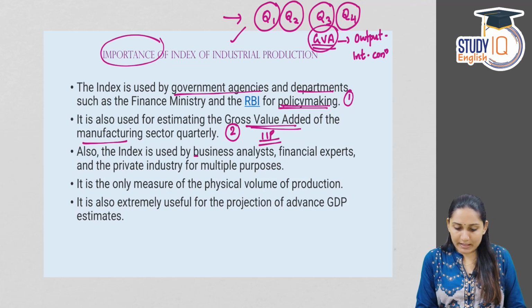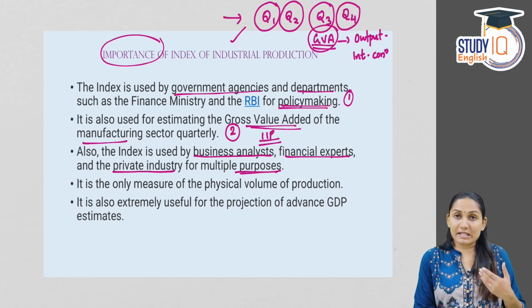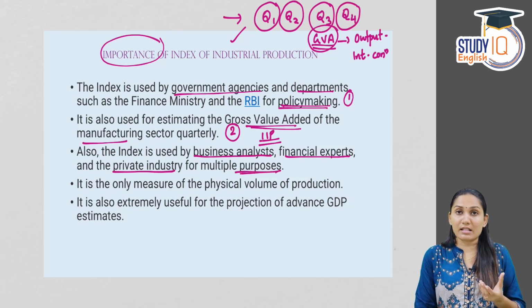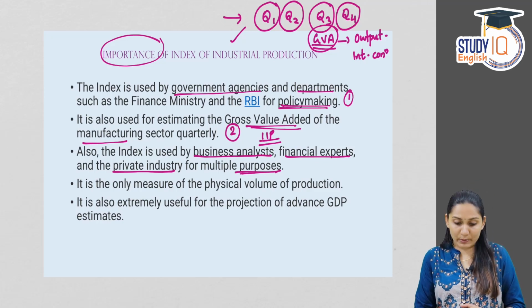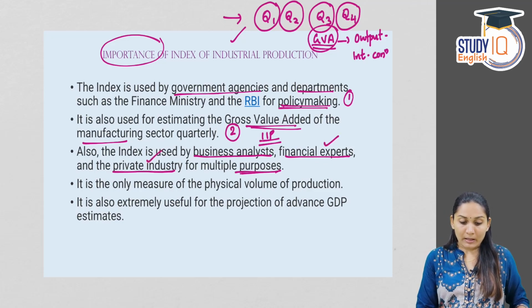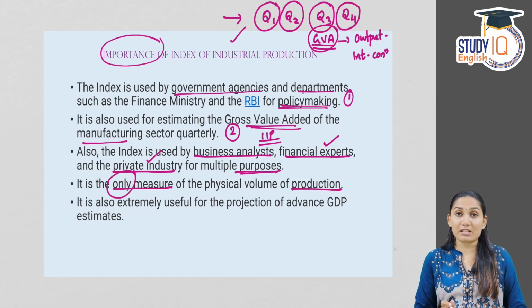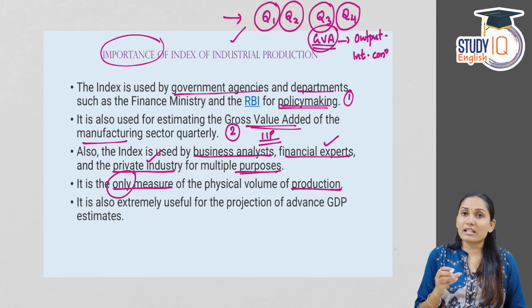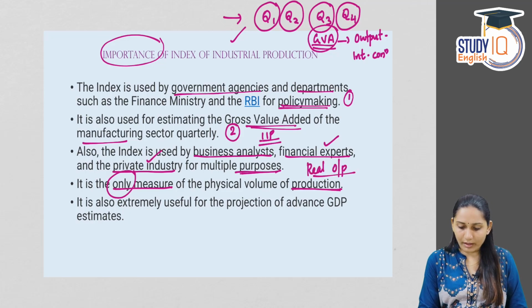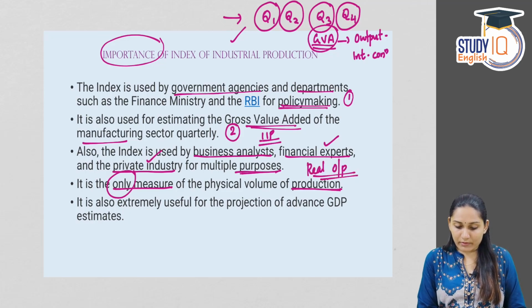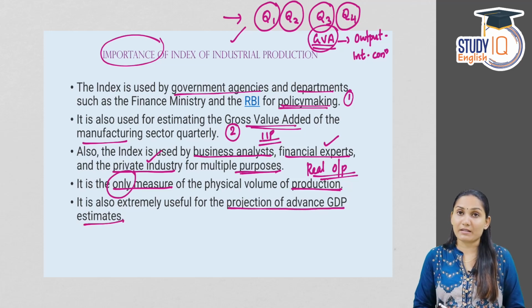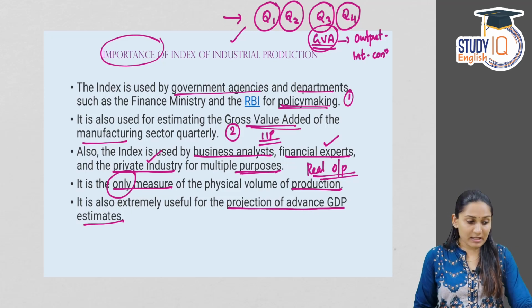The index is used by business analysts, financial experts and private industry for multiple purposes. Business analysts who analyze the business and come up with conclusions and recommendations use it. Financial experts use it. The private industry also uses it. It is the only measure of physical volume of production. This is very important. That is, it measures the real output. It's also extremely useful for the projection of advance GDP estimates. To predict what the advance GDP can be, this is very much helpful.